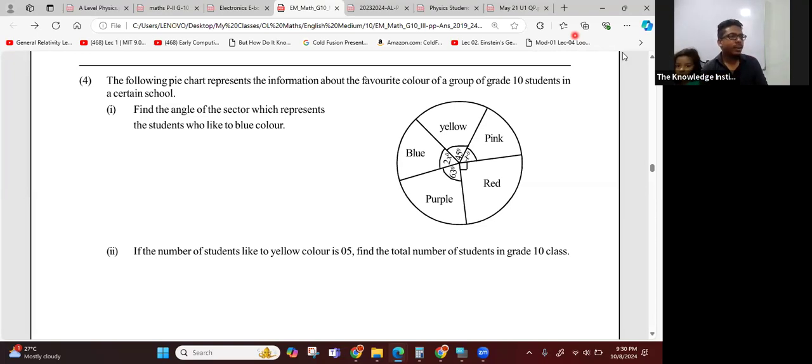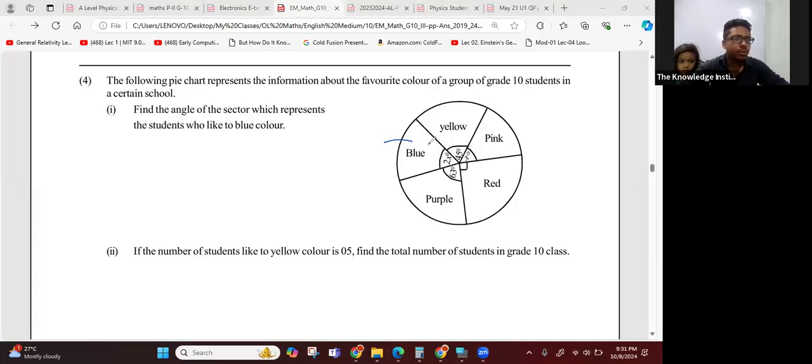Okay, so find the angle of the sector which represents students who like the blue color. We want to find blue color, where is it? Find the angle of the sector which represents the students who like blue. Okay, so we want to find this angle.